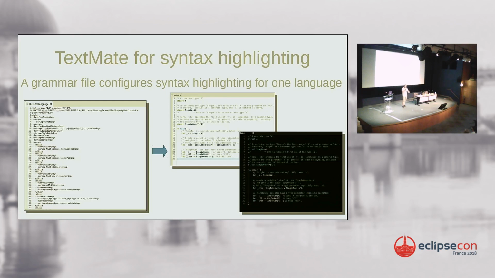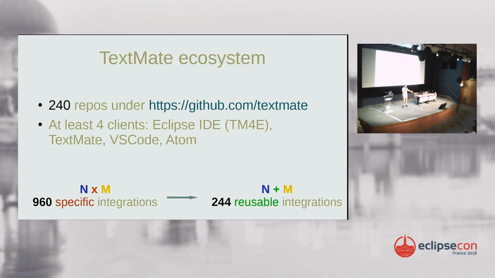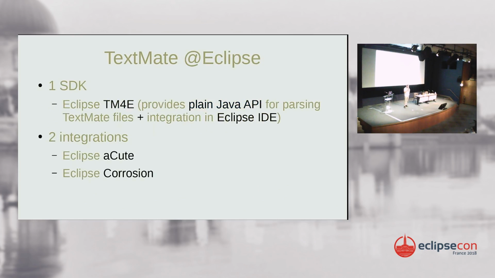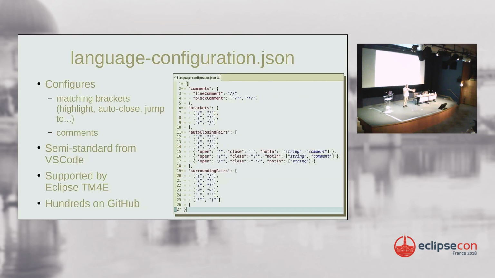TextMate files are grammars to configure syntax highlighting for a given file. There are 240 repositories for TextMate files, each one containing one or more grammars for diverse files, and at least 4 IDEs supporting those TextMate files. So it also became successful at Eclipse with the Eclipse TM4E project mainly, which provides an integration in the Eclipse IDE and also a plain Java integration if you want to include this support for TextMate in NetBeans or IntelliJ, to name them.